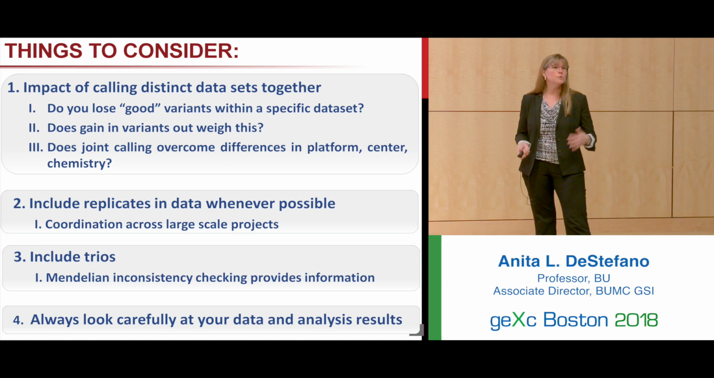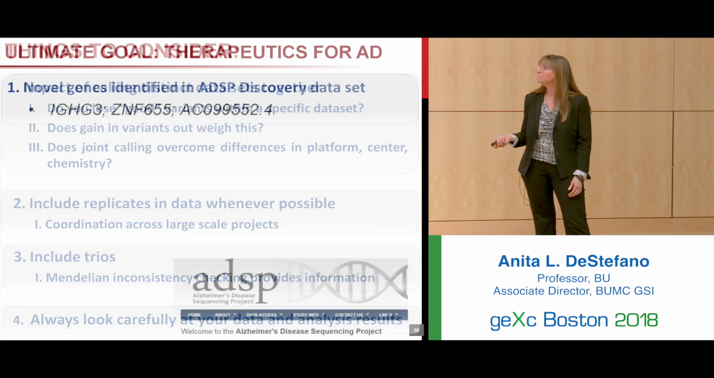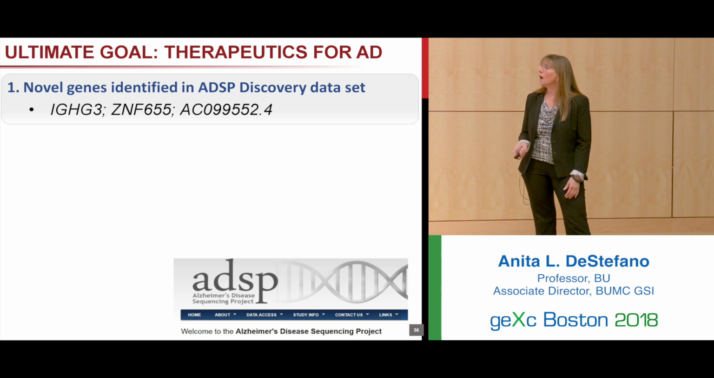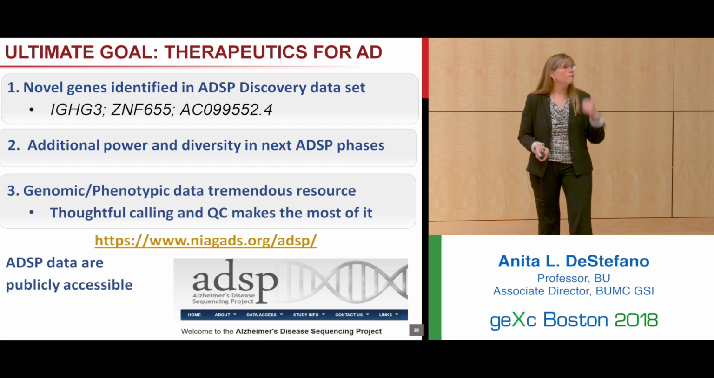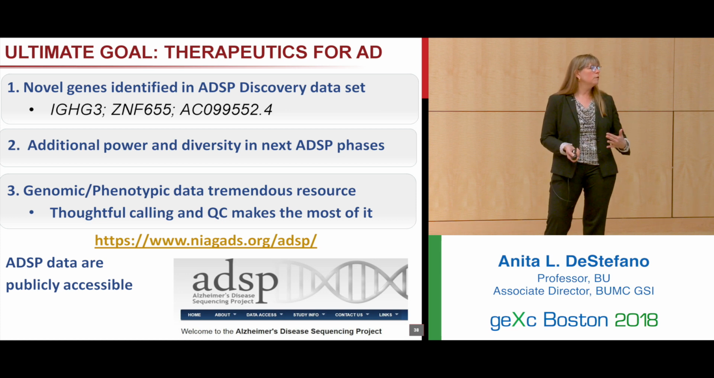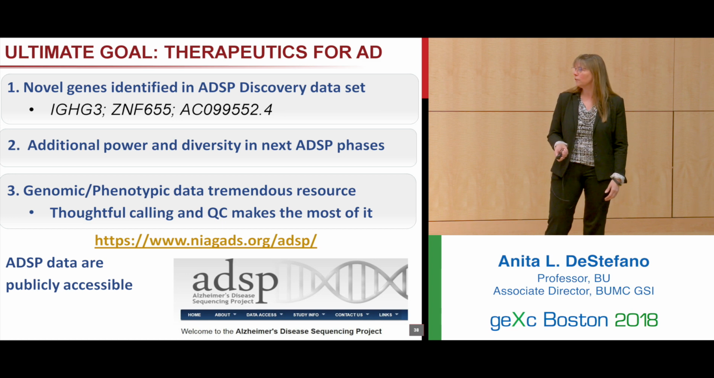Trios can be useful, or throw a few family members in there so you can look at things like Mendelian consistency. And of course, always look carefully at your data and your analysis results. We have identified some novel genes. In our next phases, we'll have even more power with our larger samples. The effort that goes into collecting the patient information, the phenotype, and doing the sequencing is tremendous. So apply thoughtful QC and calling so that you make the most out of the investment that's already there.